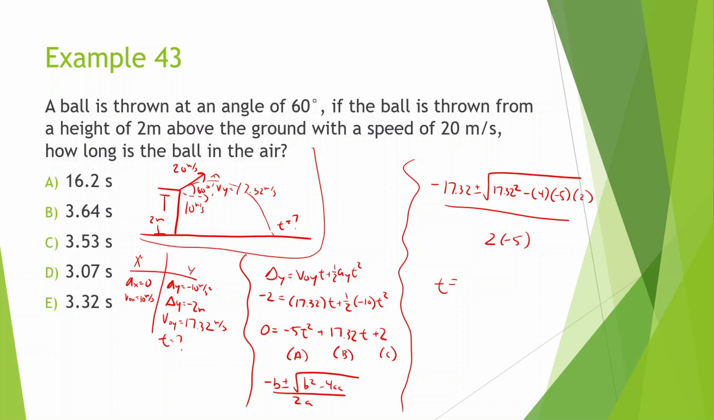So we want the answer to be a positive time. So we're going to do plus 17.32 divided by 10. And we get 3.58 seconds. Okay. And that's at 10 meters per second squared. Of course, if it was 9.8, it'd take a little bit longer. So this is probably the answer that I'm looking for, 3.64. That's if you use 9.8. Okay. All right. Let's move on a bit.